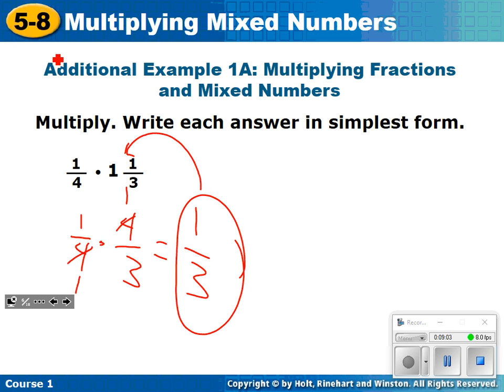Xander? Because what? Fraction is less than 1. 1/4 is less than 1. So you're multiplying a number, 1 and 1/3, by a number less than 1. And when you multiply by a number less than 1, your answer is going to be less than the original problem. That's the way it is.